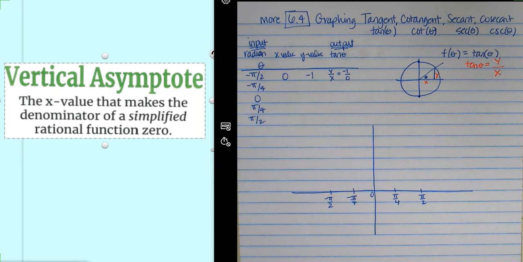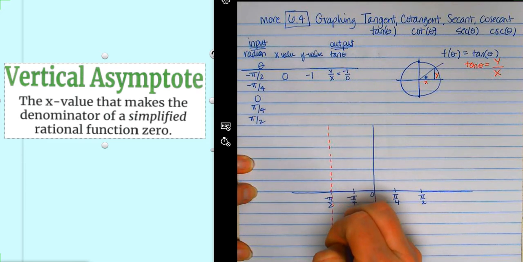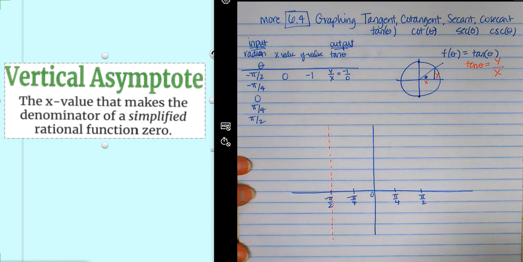Tangent, since it's y over x, is actually a rational function. It is a fraction. And wherever x is 0, x is in the denominator, so we have a vertical asymptote. That is the definition that our word wall person made for us: the x value that makes the denominator of a simplified rational function 0. So at negative pi over 2, we actually have a vertical asymptote. That means that negative pi over 2 is not in the domain for tangent. And that's important for our domain. We'll look at that at the end of this.